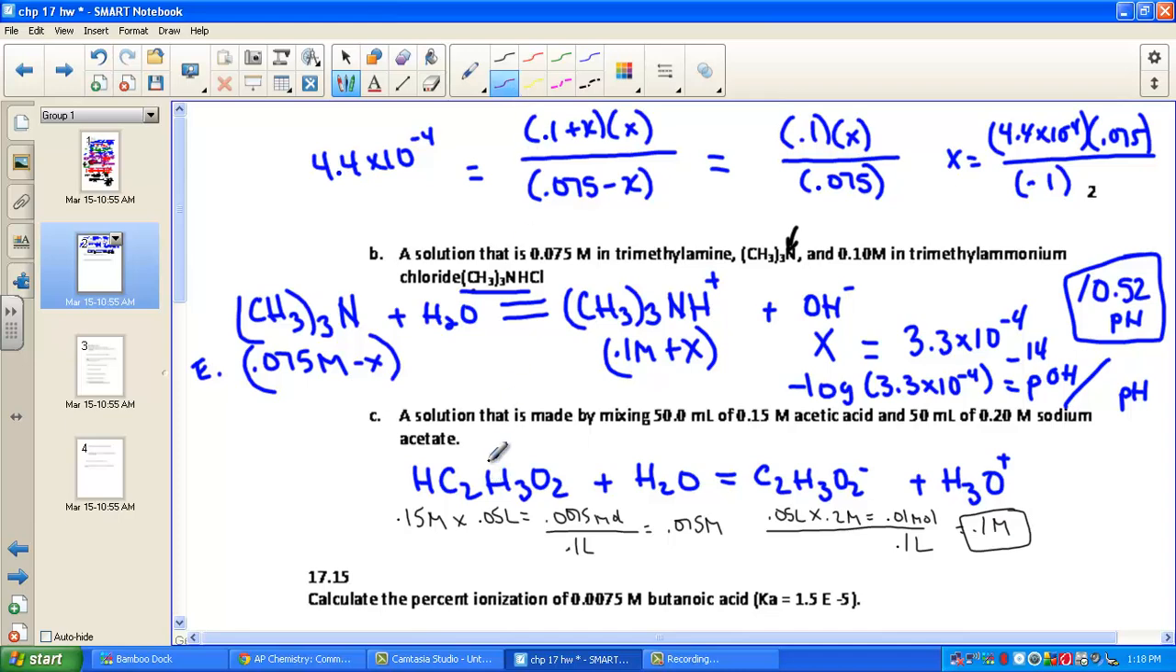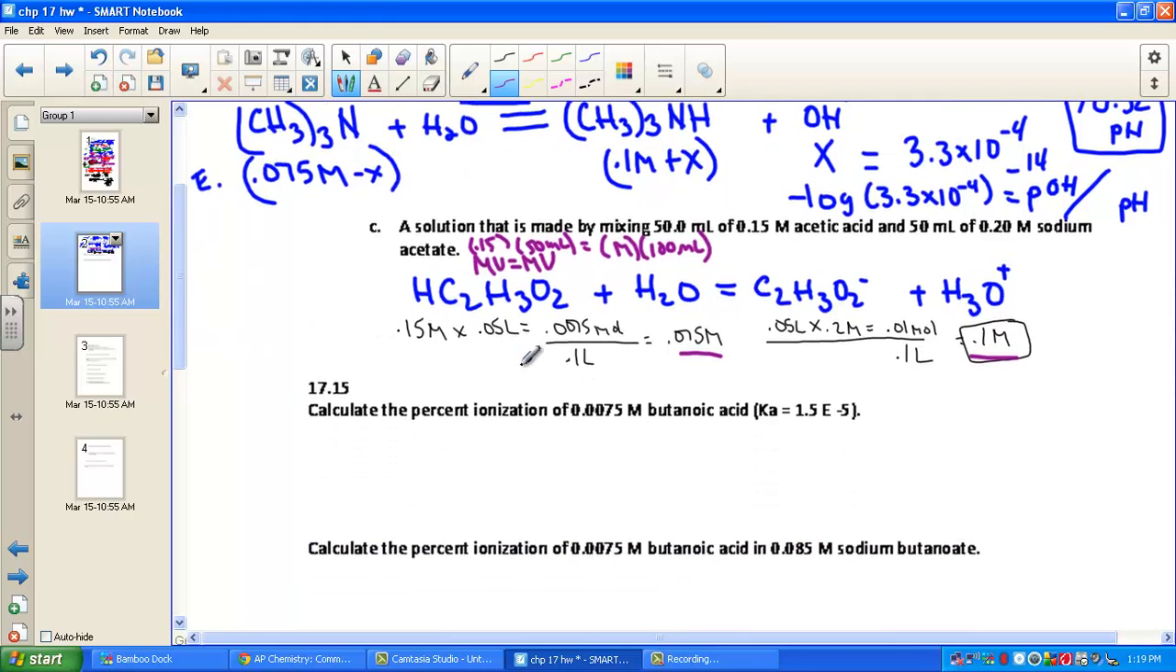So all of that little dilution problem, you could have done it like this. We know this to be true. MV equal MV. The original molarity was 0.15. The original volume was 50 mils. What's the new molarity if the new volume is 100 mils? Same idea, MV equal MV. Molarity times liter of set 1 divided by the new combined volume of set 2 got me the new molarity after the dilution. So that's all we had to do was figure out the dilution, and now we're ready to do the ice chart.